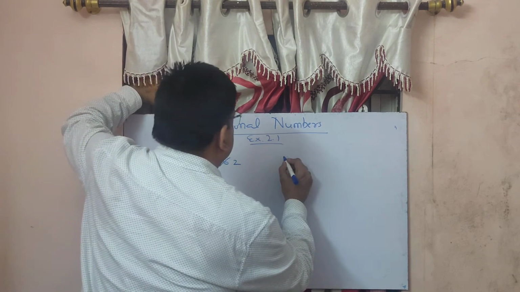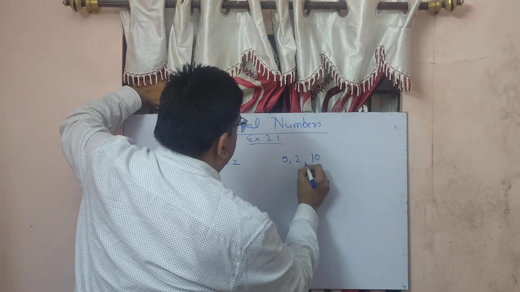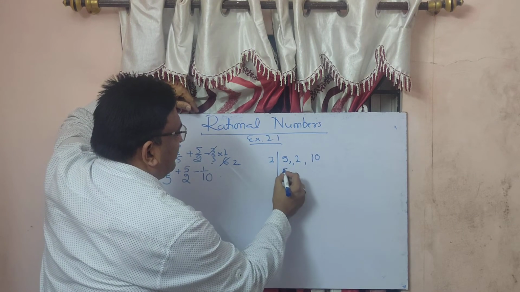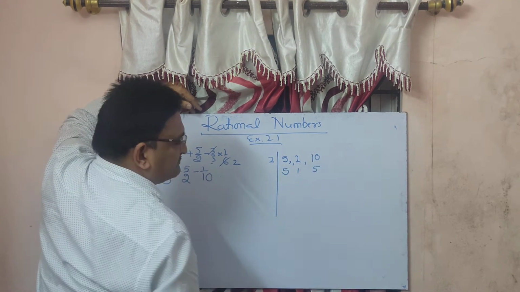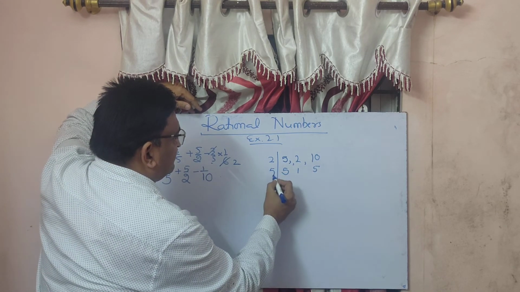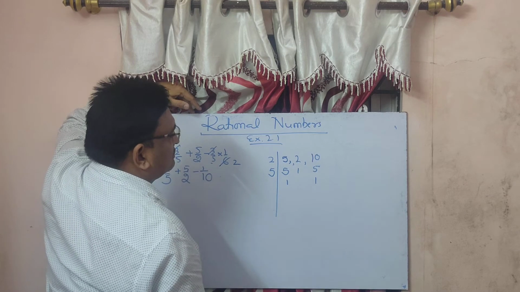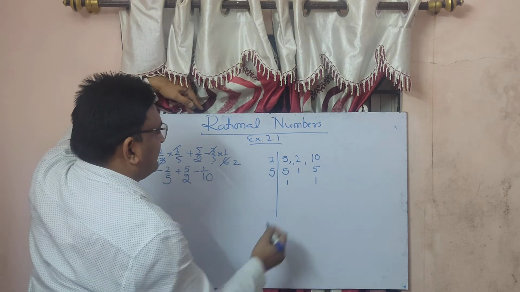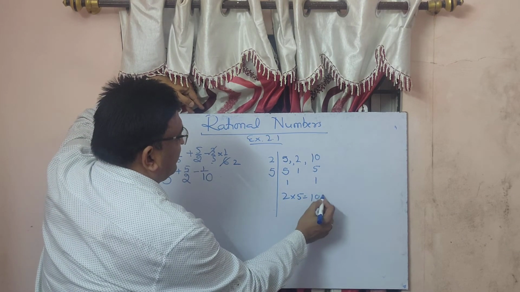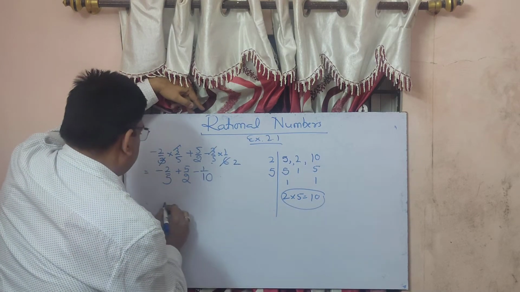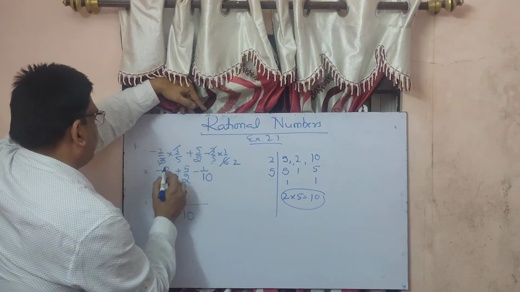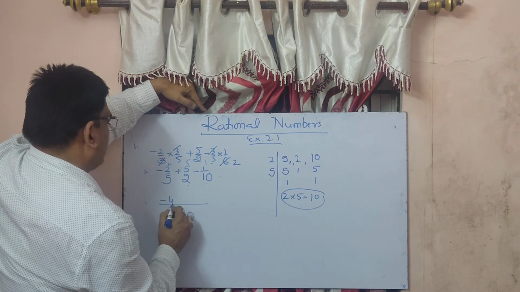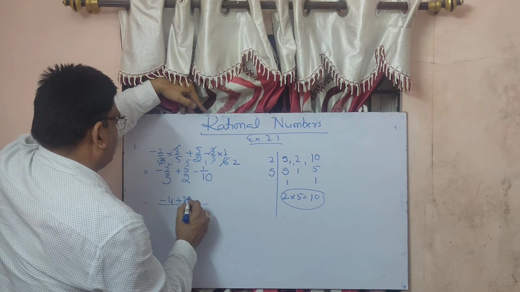Now there are three numbers, 5, 2 and 10. First of all find LCM. 5 as it is, 2 5s are 10. 10 is the LCM. So write down here 10 is the LCM. 5 2s are 10, 2 5s are 10, 10 1s are 10. So minus 2 2s are minus 4, plus 5 5s are 25.